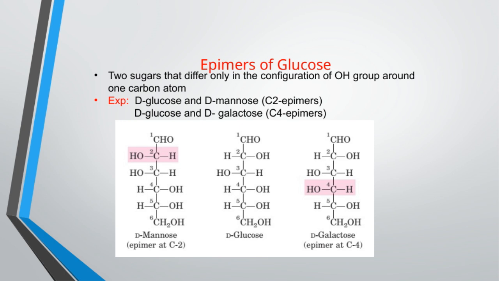These variations are called epimers of glucose, and understanding these small differences helps us grasp how sugars can have different biological roles despite their structural similarities. Recognizing these epimers is key to understanding carbohydrate chemistry and how these molecules interact in biological systems.